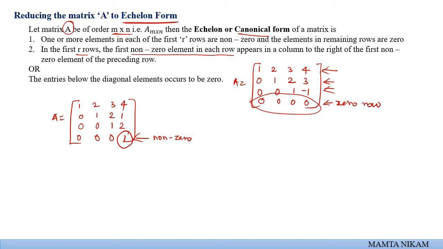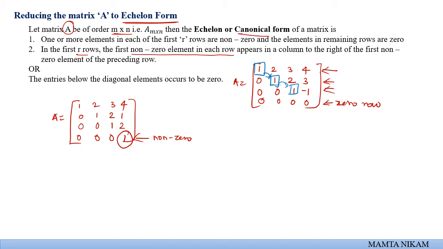Okay, and if you observe the r rows, the first non-zero element in each row appears to the right of the first non-zero element of the preceding row. That means if you observe the first row, the first non-zero element is here in the first corner. Then if you observe the second row, the first non-zero element is to the right of the first column's non-zero element. Then in the third row, the non-zero element is present further to the right.